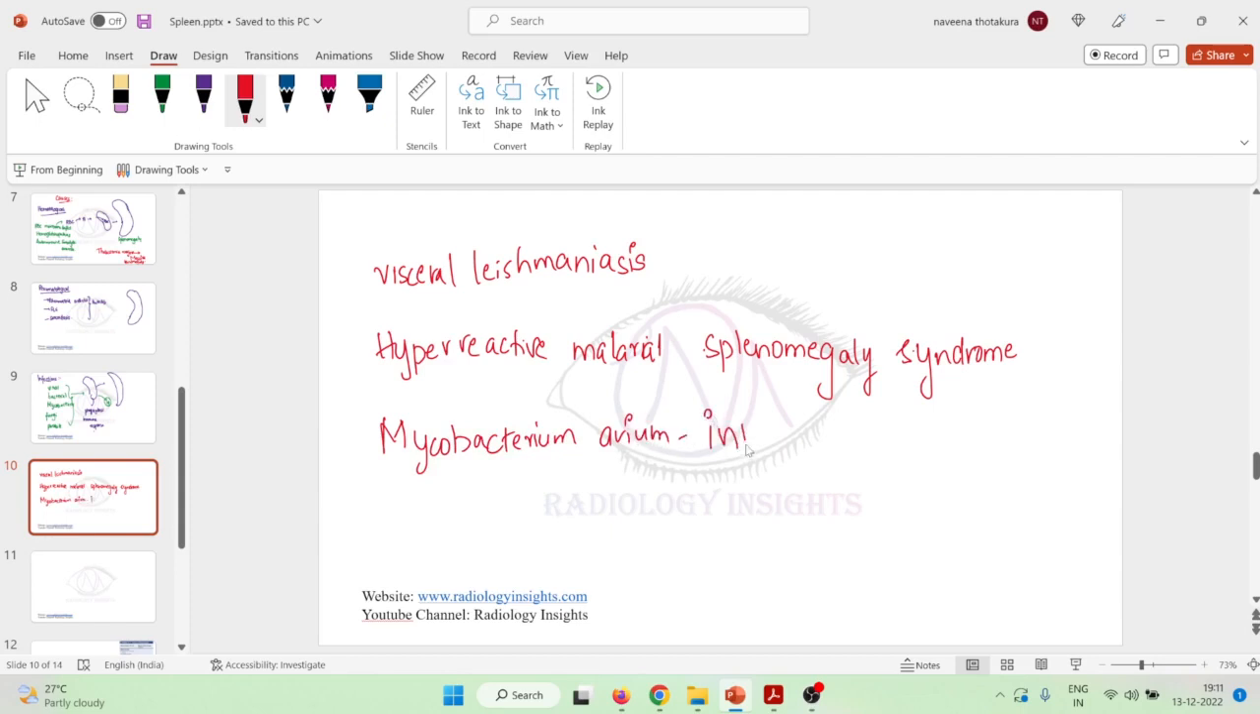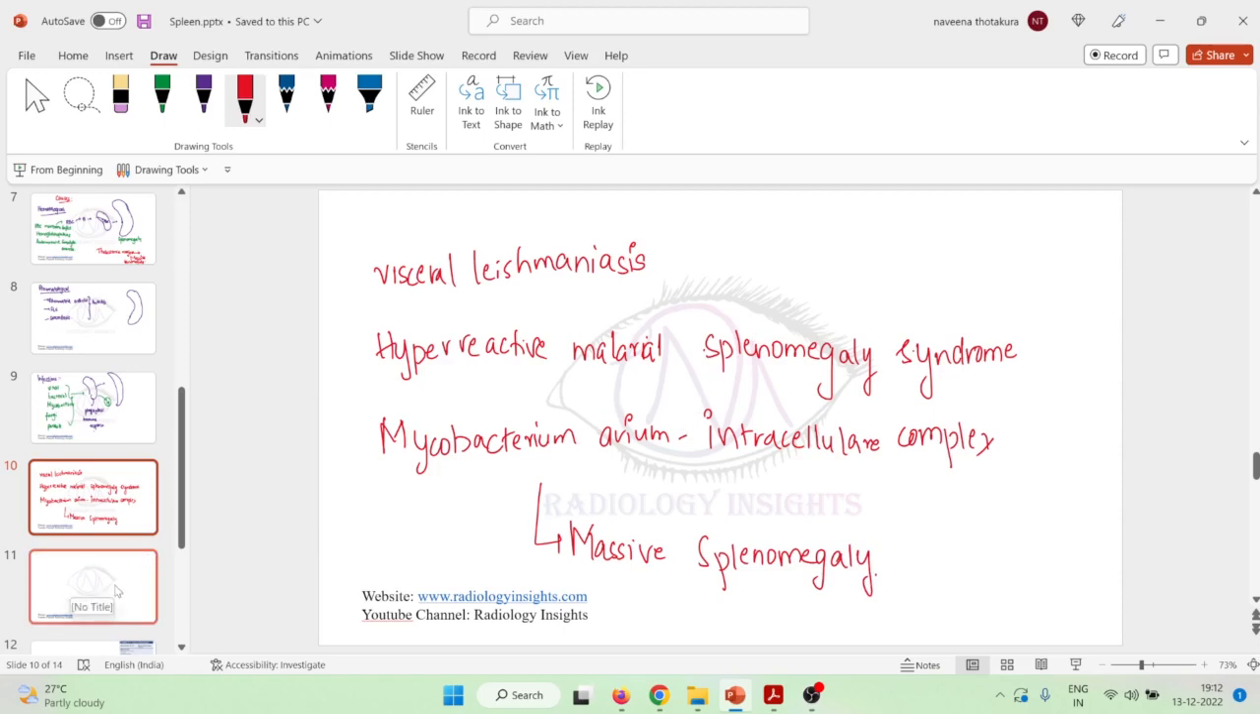In all these conditions, we see massive splenomegaly. So, massive splenomegaly is seen in visceral leishmaniasis, hyperreactive malarial splenomegaly syndrome, and Mycobacterium avium intracellular complex. In these three, we see massive splenomegaly.